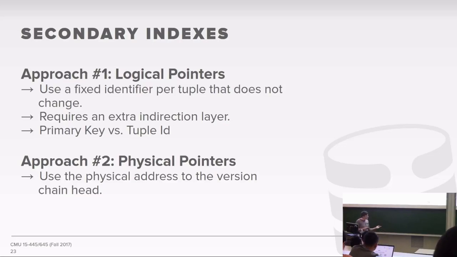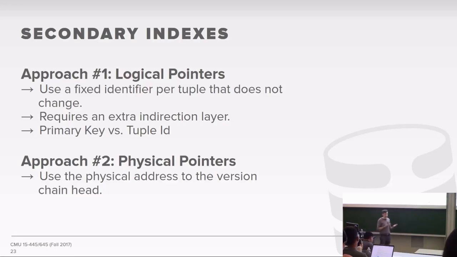The alternative is to use physical pointers, where the secondary index is always going to contain the pointer to the head of the version chain. And of course, now that means that if you're doing newest to oldest, and you're always creating a new version that always becomes the new head of the version chain, then you have to go through all your secondary indexes and update the value portion of what they're pointing to, to point to the new version head, because it's not going to be in the same physical location.